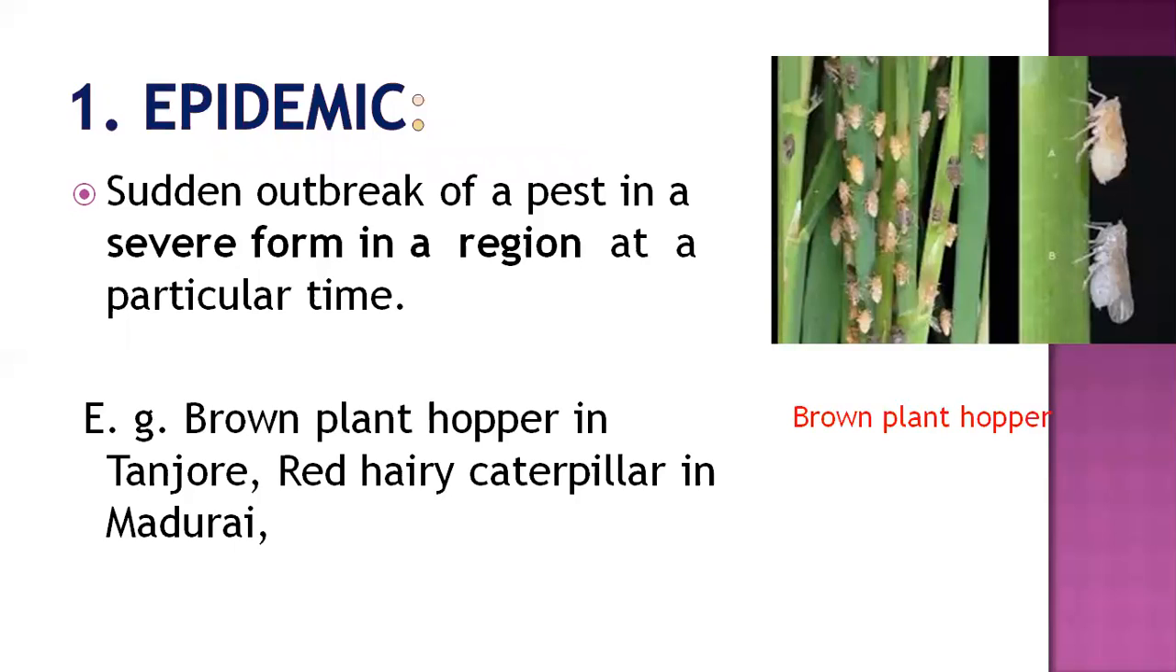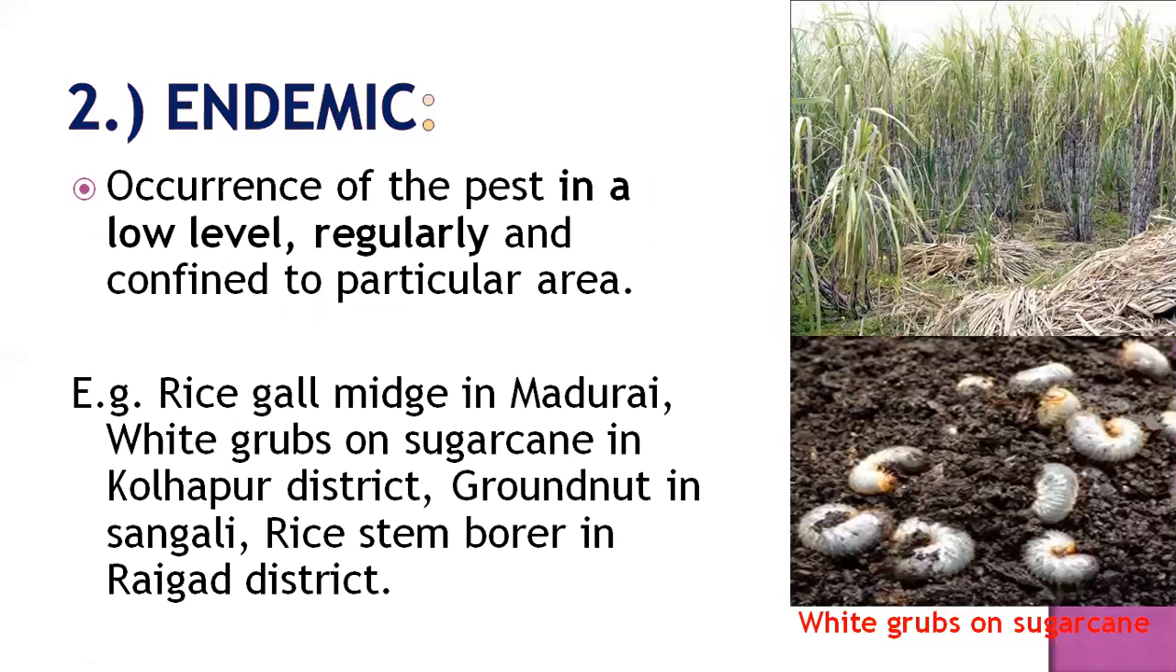In the last lecture we already learned the causes of pest outbreaks. This is one outbreak: a sudden increase in pest population, when a pest occurs in severe form. Here is an example on rice: brown plant hopper, a serious pest in rice cultivated areas. The second example is the red hairy caterpillar, which occurs severely in this epidemic category. The second one is endemic.